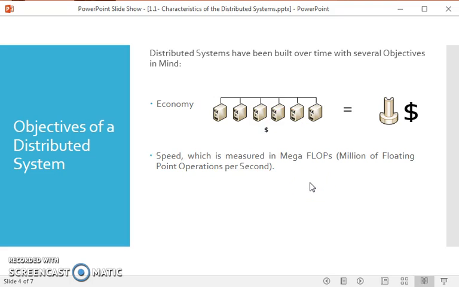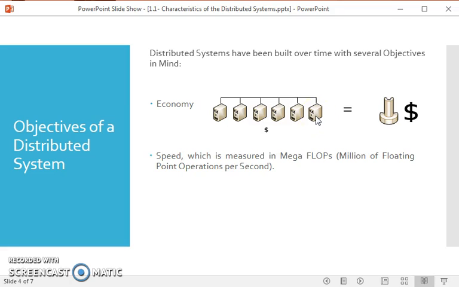Then we have the speed. The speed is normally measured in a unit called megaflops. A megaflop is 1,000,000 floating point operations per second. So megaflops are the real unit used to measure how powerful a computer is: how many millions of floating point operations per second can be produced. So we can also build a very powerful computer by combining the megaflops of small computers connected to them.